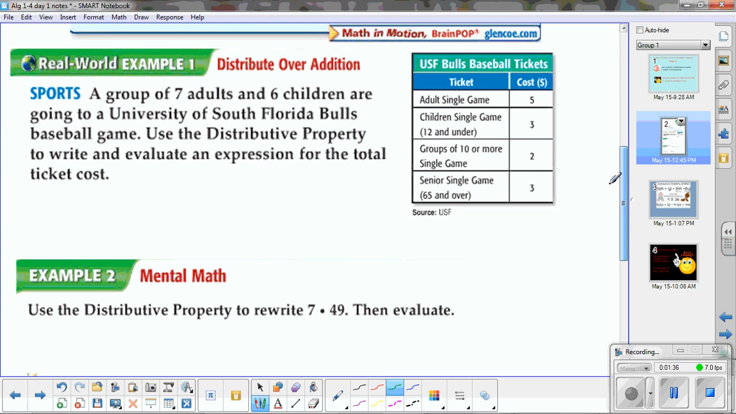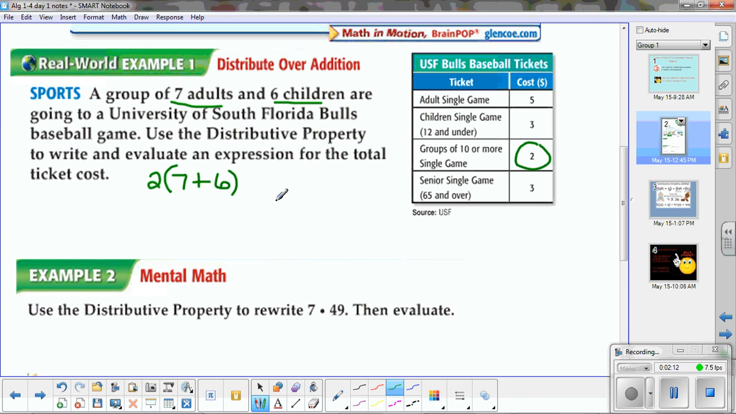Our first example, a group of 7 adults and 6 children are going to the University of South Florida Bulls baseball game. Use the distributive property to write and evaluate an expression for the total ticket cost. Since we have 7 adults and 6 children attending, that's 13 total tickets, which means we're going to be able to get the price for groups of 10 or more, which are $2 each.